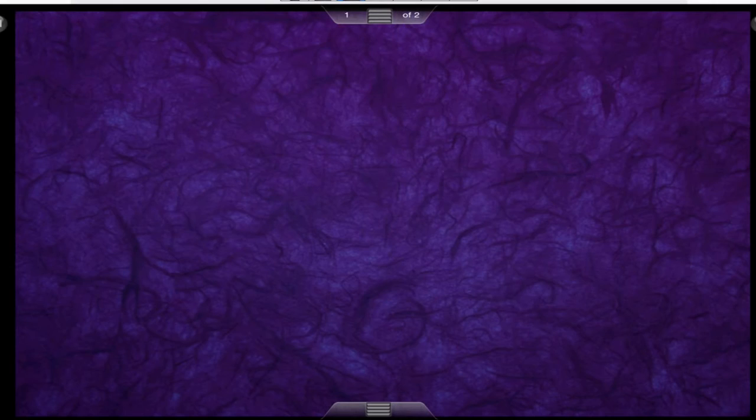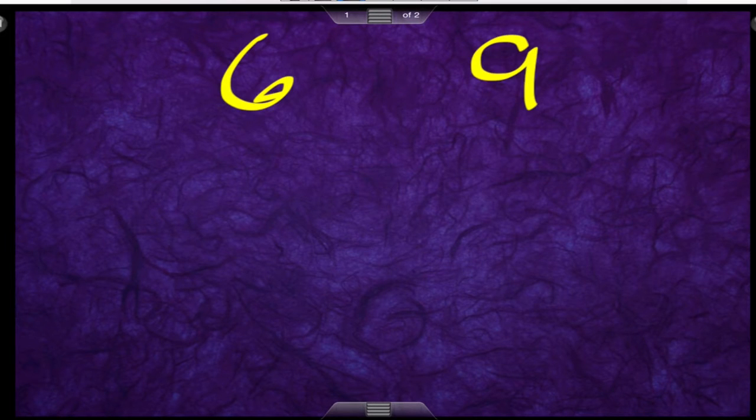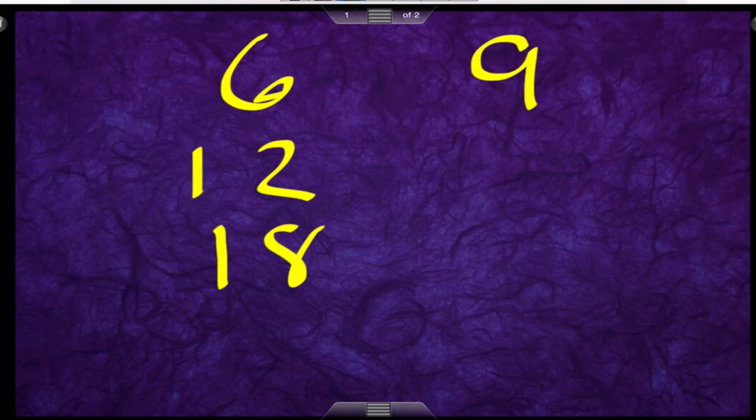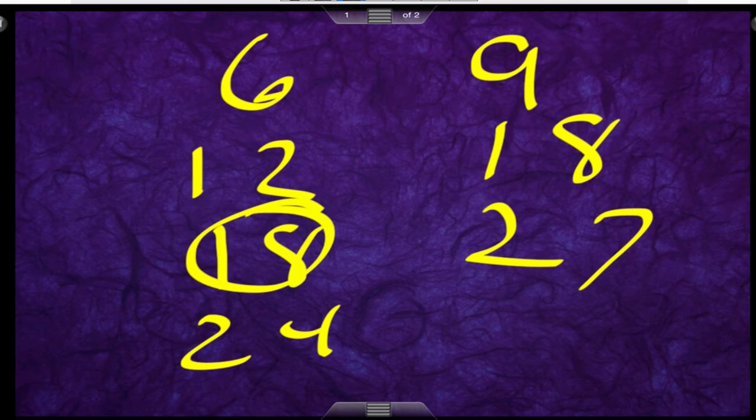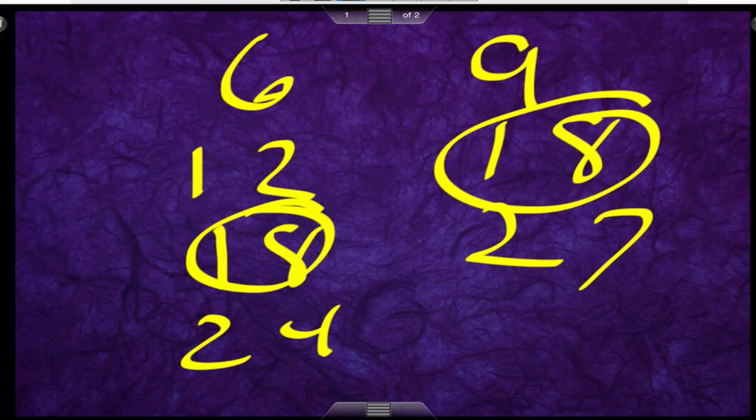Okay, so let's try another one. Let's try 6 and 9. So I have 6 and 9. If I write down the multiples, I got 6, 12, 18, 24. For 9, I got 18, 27. And if you notice right away, 18 is the least common multiple.